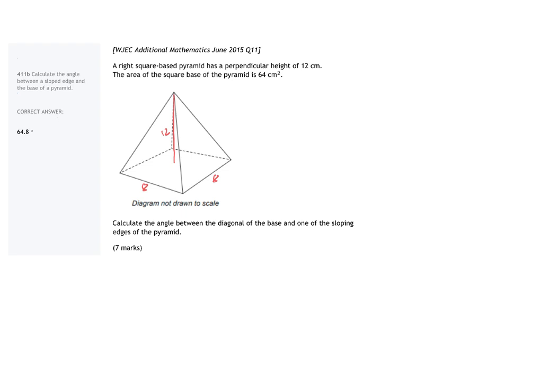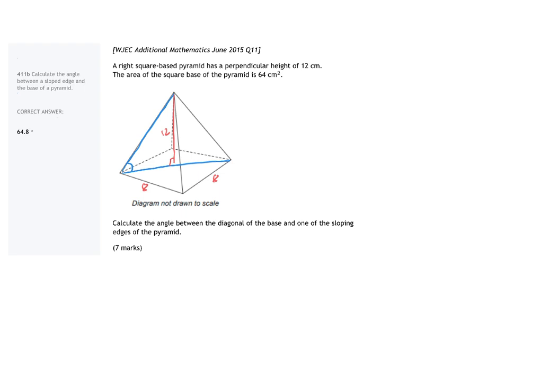Now I want to know the angle between the diagonal of the base, so that's the diagonal of the base here, and one of the sloping edges. So if we go for this one here, like this, you can see now that I have created a right angle triangle with my height here. So to calculate this, I need to know one of the sides. So I'm going to work out this distance here, which is half of the diagonal of the base. And then with this length and this length, I can use trigonometry to find this angle here.